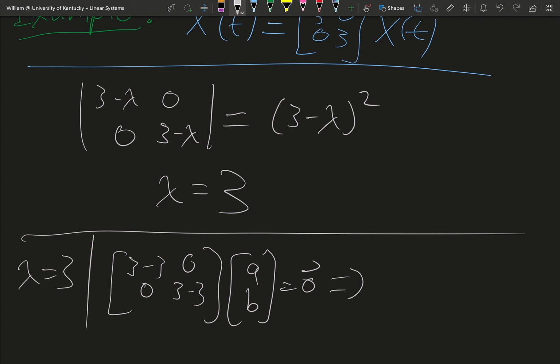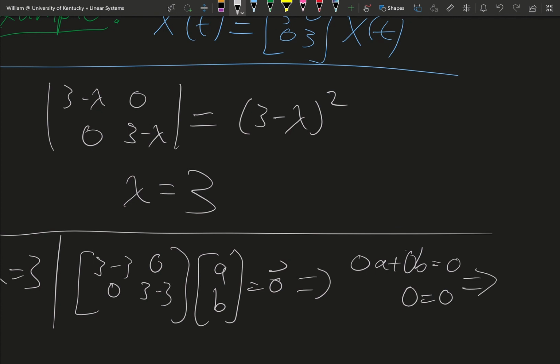So we just get 0 times A plus 0 times B equals 0, and the same for the second one. So really we just end up with the trivial equation 0 equals 0. In fact, we saw that this doesn't really seem to pop out an eigenvector, but really what this says is that any vector you choose will be an eigenvector.